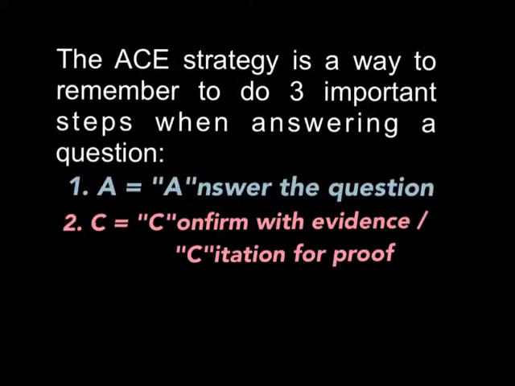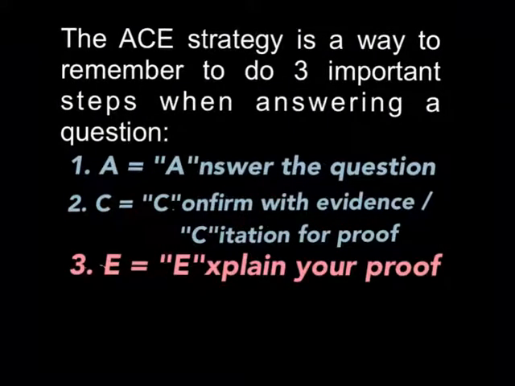Step 2, C, stands for confirm with evidence or citation for proof. Citation is using examples from the text or from real life. The third step in ACE is for E, explain your proof. So you need to explain how your evidence explains your answer.